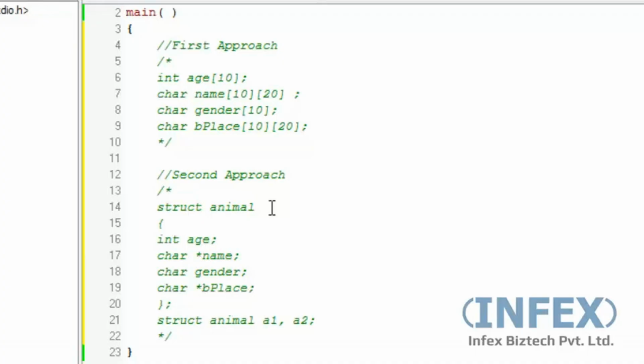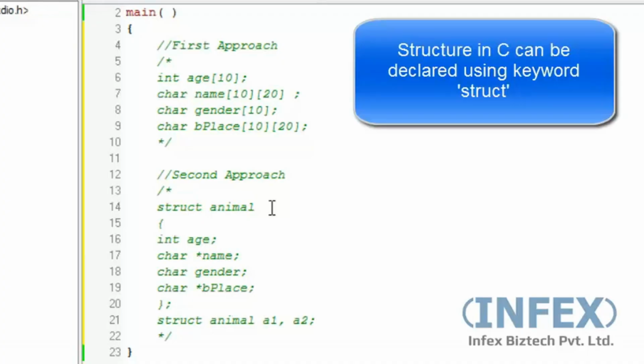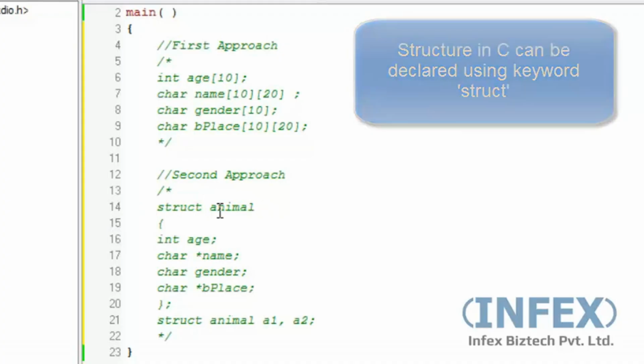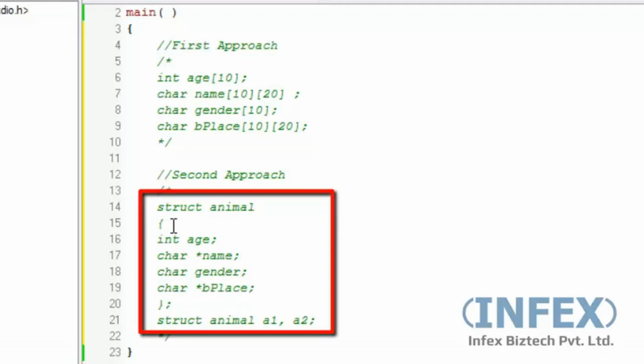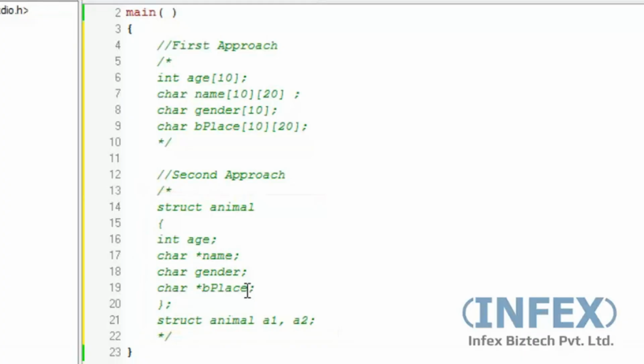The second approach is using a structure. A structure in C is declared using the keyword struct. Here we have created one structure of animal. In the animal structure we have given certain properties like age, name, gender and birthplace. We don't need to create arrays of properties. We just have to create a structure and put the various properties of the object into that structure.